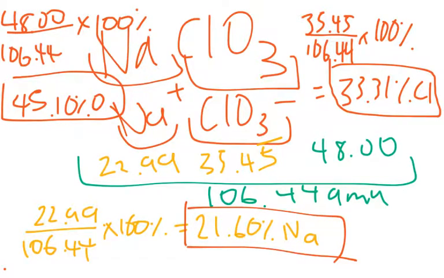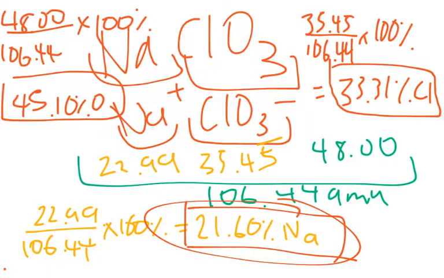And the only reason why these don't add up to 100% exactly is because along the way we rounded off, and as a result we have a number that's slightly above 100%. But as long as it is very close to 100%, then we should be fine. So in sodium chlorate, 45.10% of the mass will be oxygen, 33.31% of the mass will be chlorine, and 21.60% of the mass will be sodium.